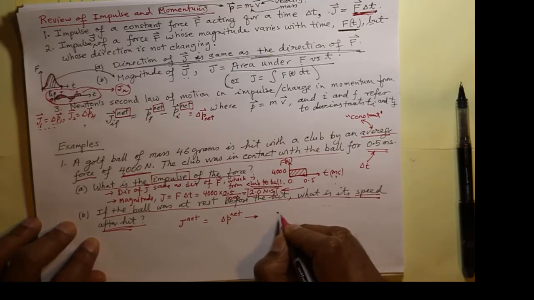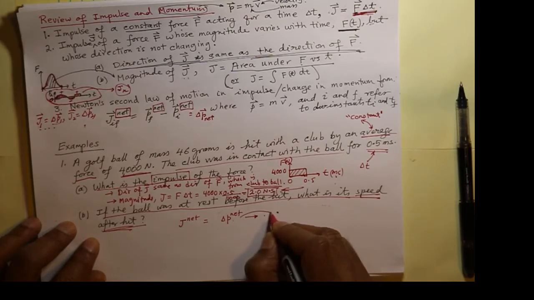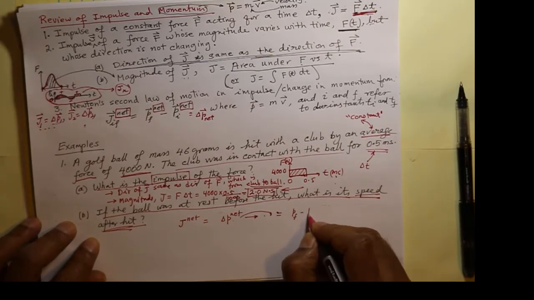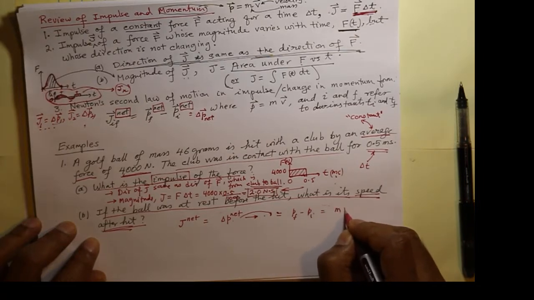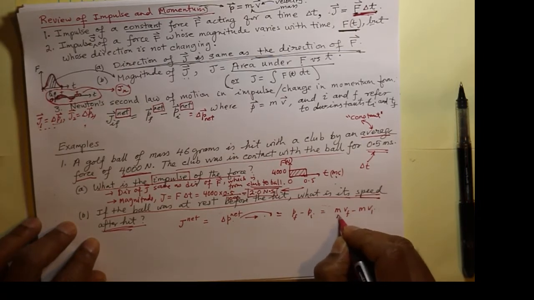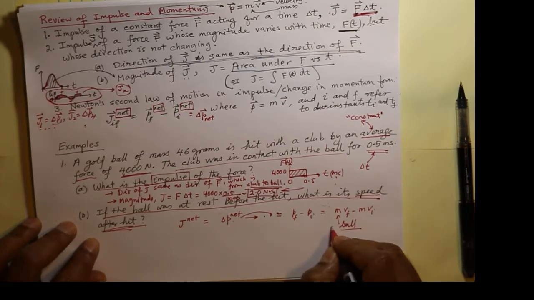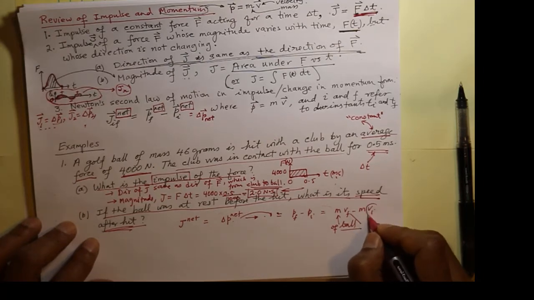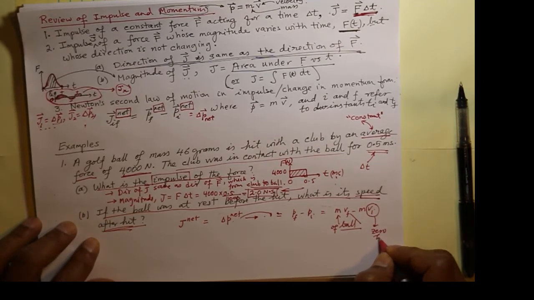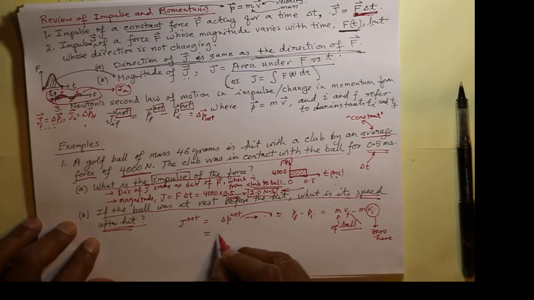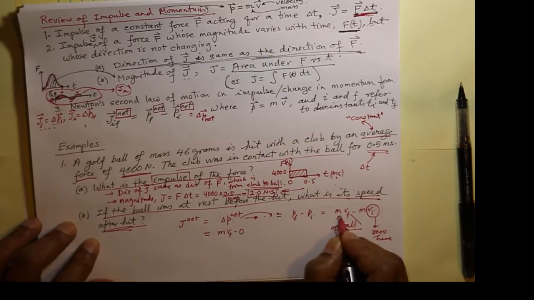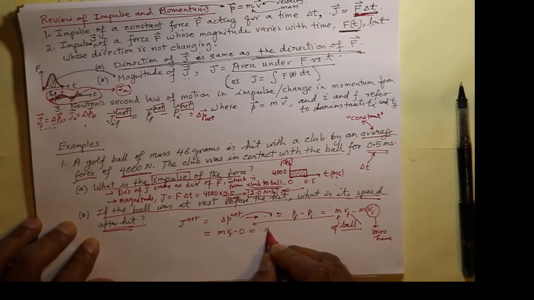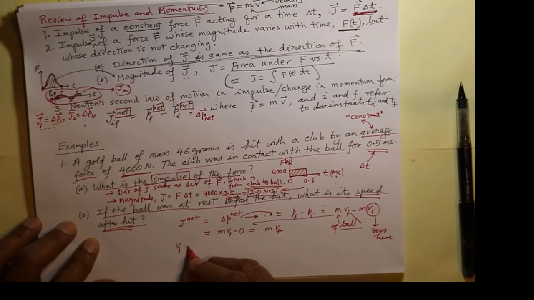Applying this, the right side is P final minus P initial, which is mv final minus mv initial, where m is the mass of the ball and v is the speed of the ball, and the initial speed is set to 0 here. So this becomes m v final minus 0, that becomes m v final here. So I can get this speed v final simply by J net over m.